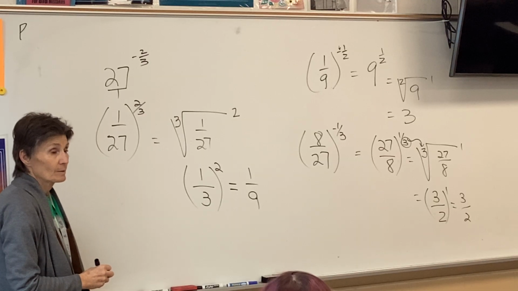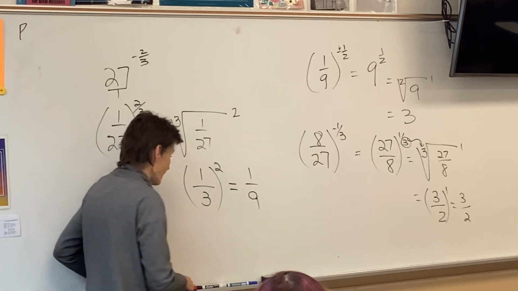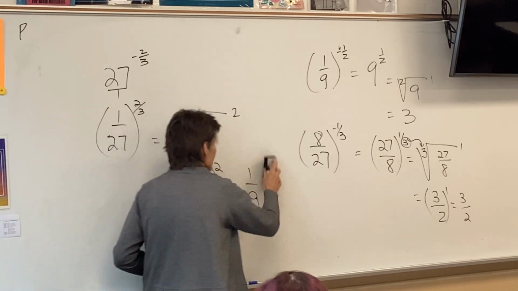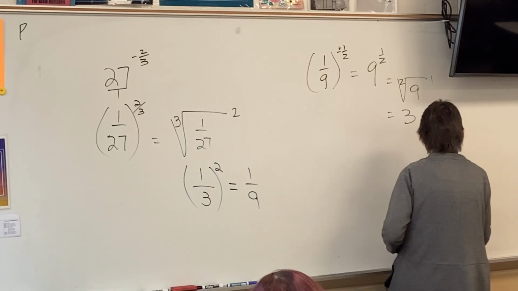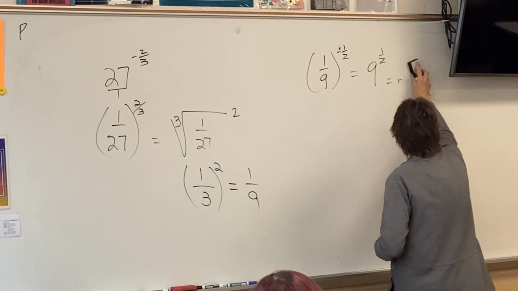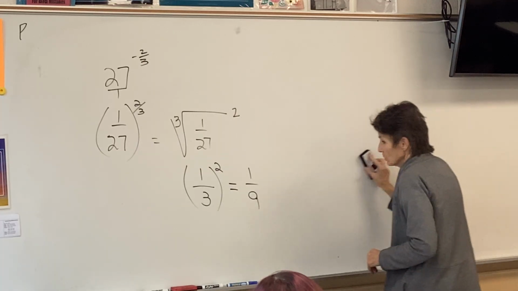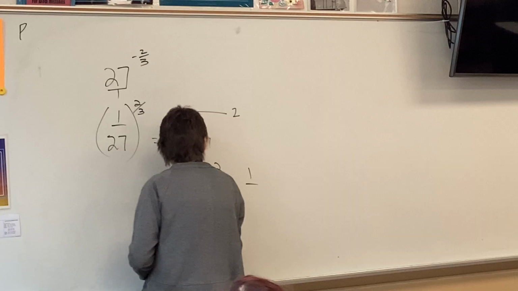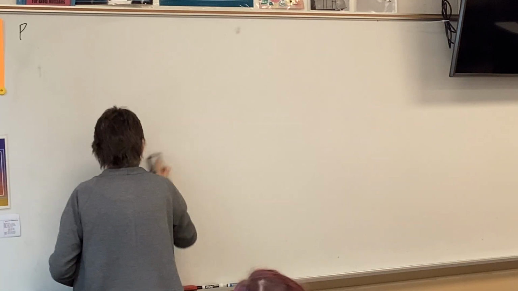Okay? Now, there are 5 more, F, G, H, I, and J. You and your partner start working on those, and we'll have those up here on the board. Let's see how it goes. Remember, the first thing you do is flip it over, right?